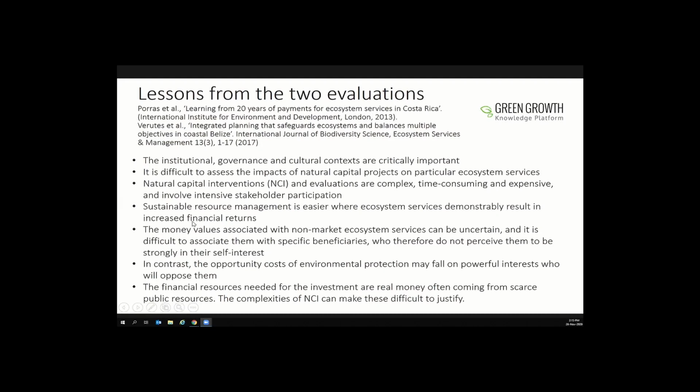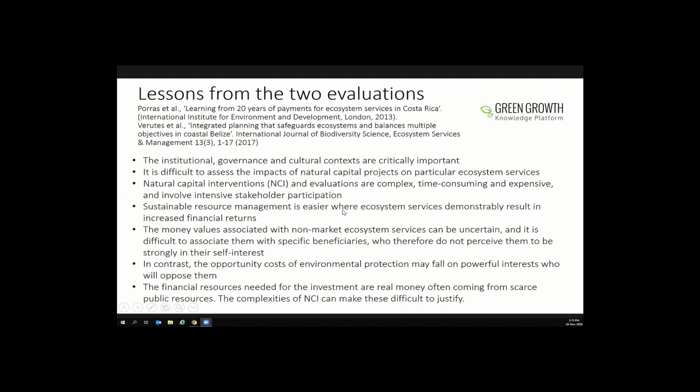And these bullet points, it's quite a busy slide because the devil in these matters is nearly always in the detail. And I think they cast quite a lot of insight into why these evaluations are so rare, and it's because they're actually so difficult. The institutional governance and cultural contexts are terribly important. It's difficult to assess the impacts of natural capital projects on particular ecosystem services. These interventions are complex, time-consuming and expensive, and they involve intensive stakeholder participation. And that was true in both the studies that were reported here.